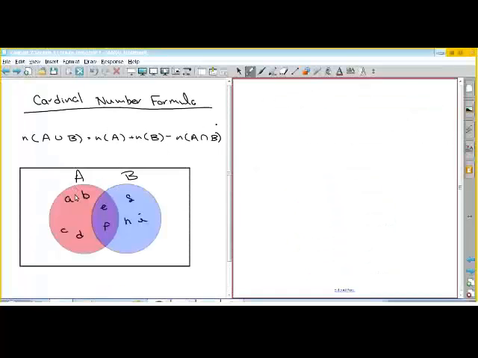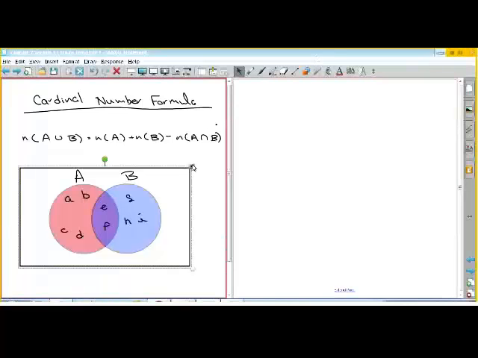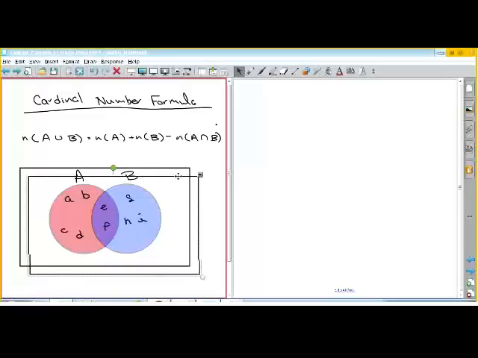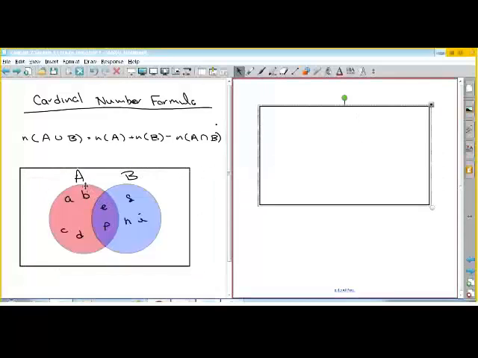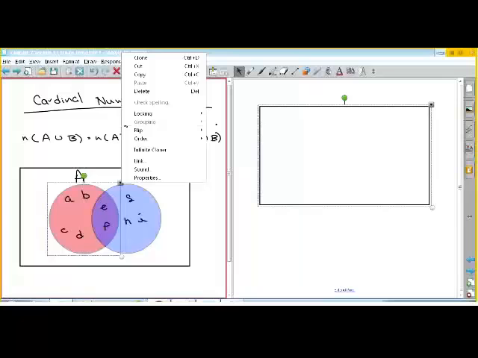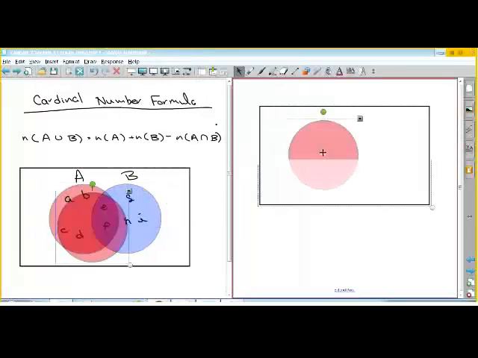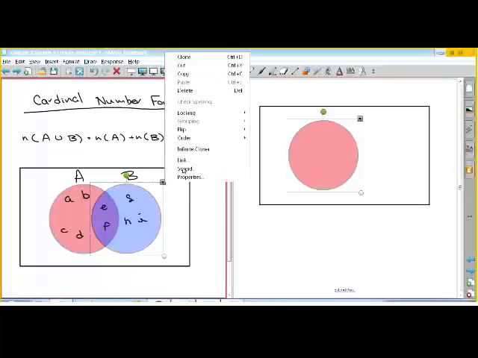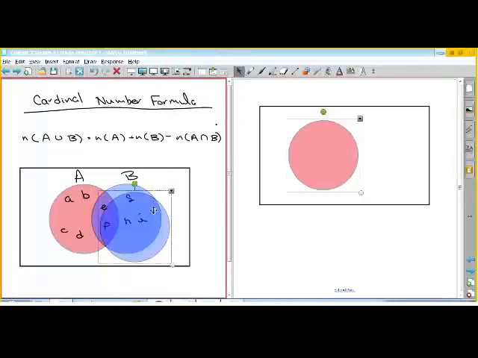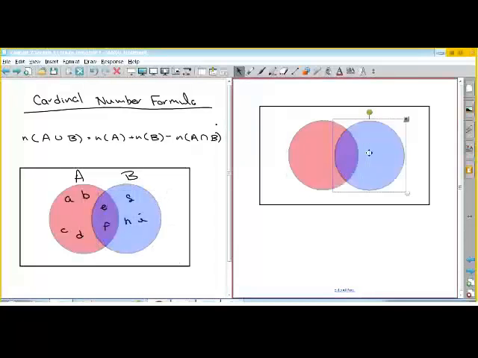So I've got this example. These are not numbers, these are actually elements. But if I were to draw a Venn diagram, instead of having the actual elements, just the number of elements, what I would do is I take this original diagram and I'd replace the actual elements by the number of elements. So I'm going to rewrite this or redo it.